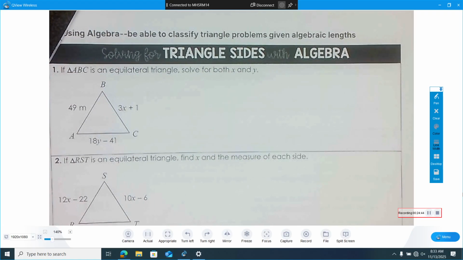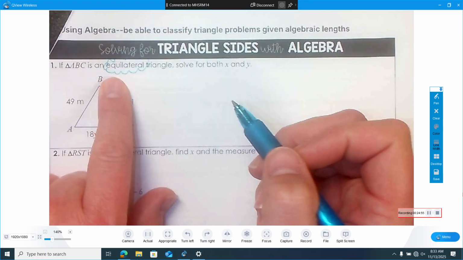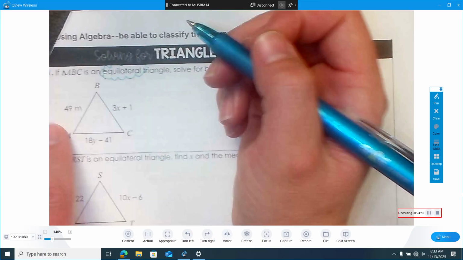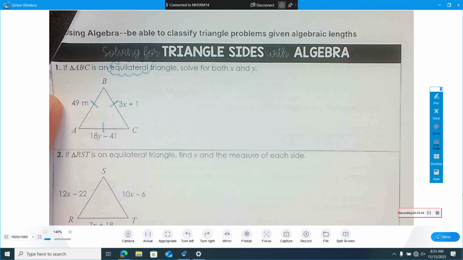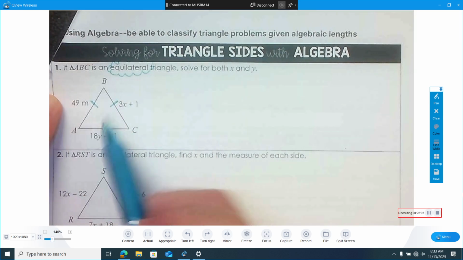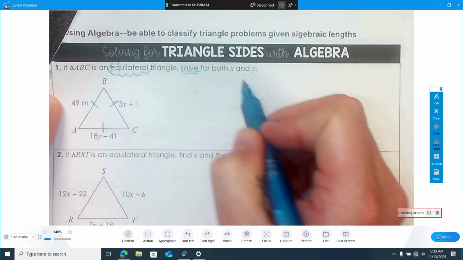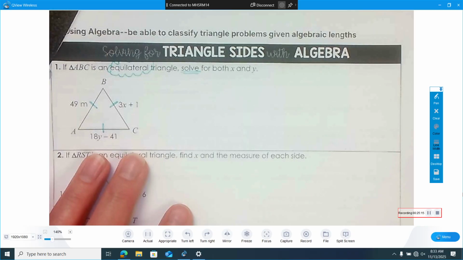Okay, so we can also use algebra to figure things out as well. So triangle ABC is, vocabulary, ladies and gentlemen, the reading. Equilateral. What does equilateral mean? All three sides are the same. So we're going to mark our picture. They told us information. All three sides are the same. So I'm going to give all three sides congruence markings because they're all the same. We want to solve for both x and y. All right. All three things are the same.